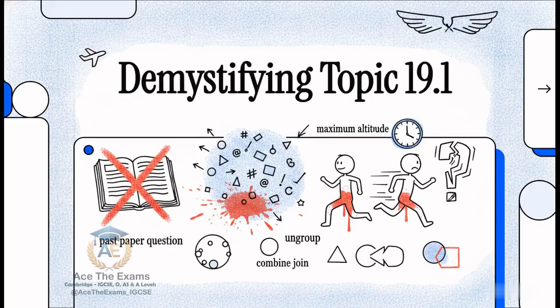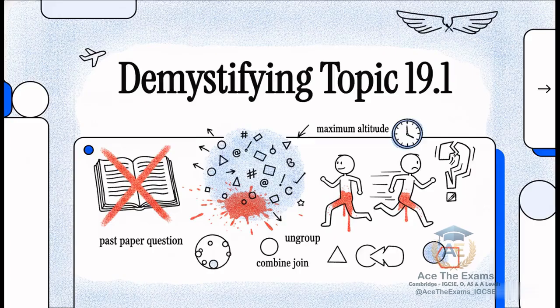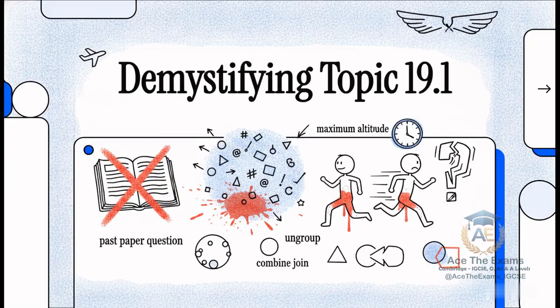We're looking deeply at grouping tools: group, ungroup, combine, join, add, subtract, and intersect. Now, this is specifically tailored for the Cambridge Information Technology 9626 syllabus, but listen up, because these master strategies, this examiner's lens we're applying, it applies across the board. Whether you're tackling 0417, 0478, 2210, or 9618, this is your blueprint.